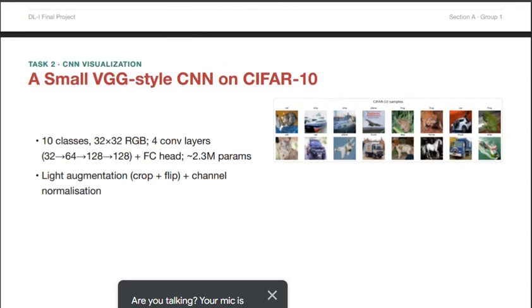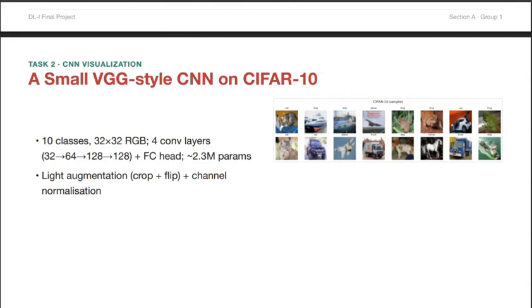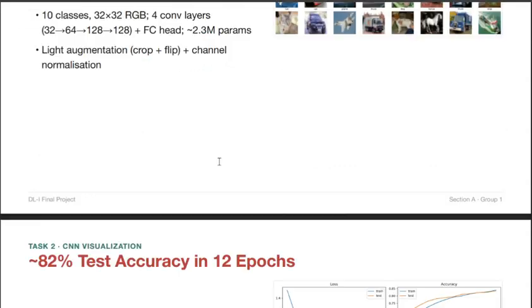Thank you, Rihan. For task 2, our goal was not only to train a CNN, but also to understand what it learns internally. We used the CIFAR-10 dataset, which contains 60,000 color images across 10 object categories. We designed a small VGG-style CNN consisting of 4 convolutional layers followed by a fully connected layer. The network contains approximately 2.3 million parameters. Next slide.